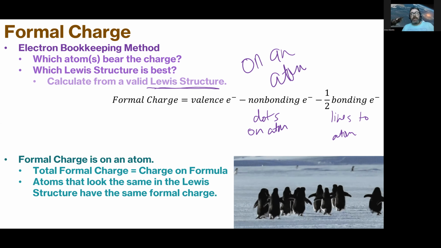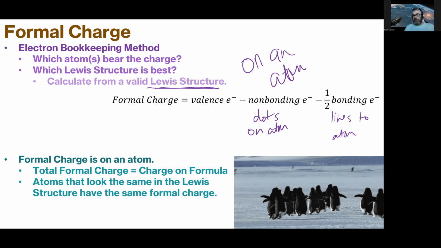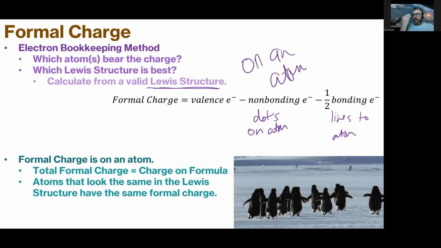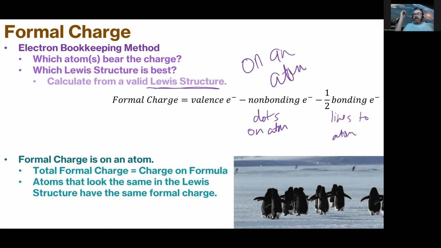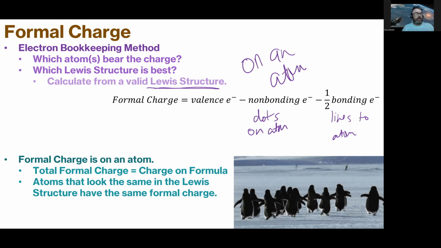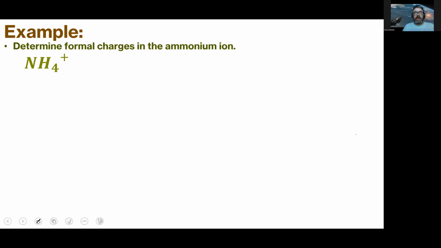The atoms that look the same in the Lewis structure are going to have the same formal charge, because we're counting dots and we're counting lines. If it's the same element and the bonds and the dots are the same, then they're going to have the same formal charge. So it lessens the number of things we actually have to count when we're doing the formal charge. Let's do ammonium as an example to warm us up.